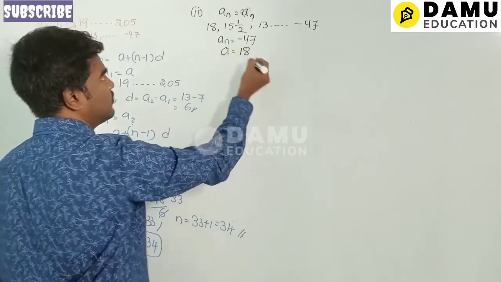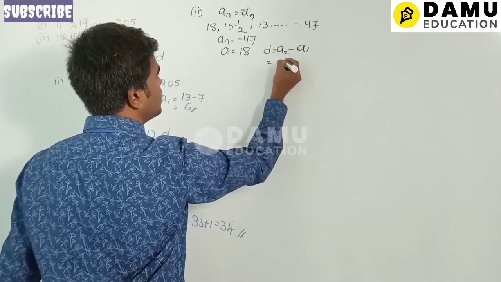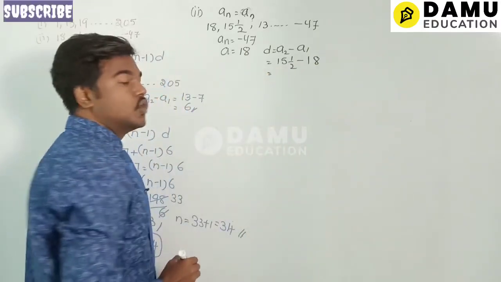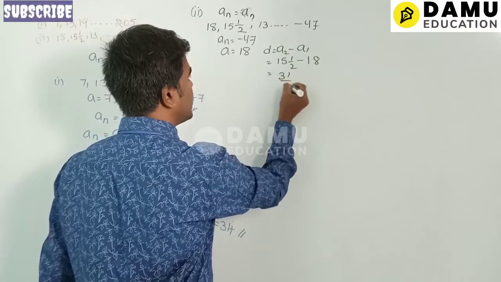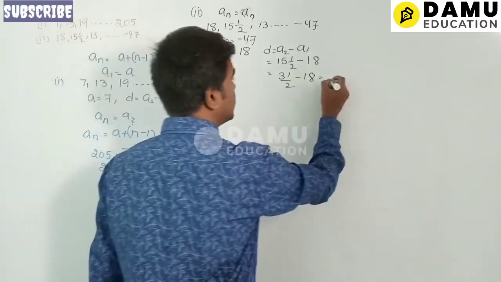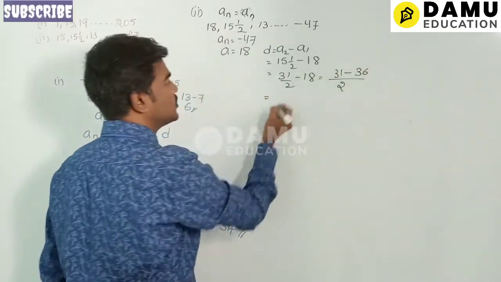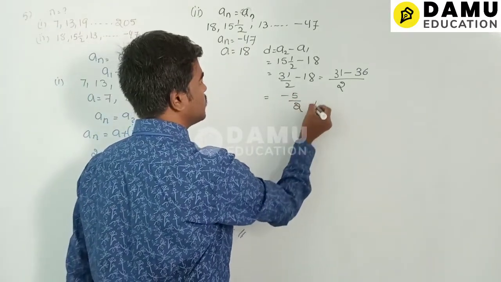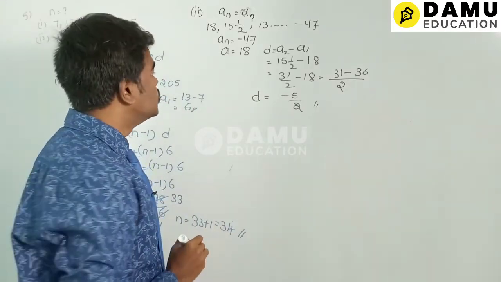Then what is the common difference? That will be a2 minus a1. a2 will be equal to 15 1 by 2 minus a1, which is 18. So 15 2s are 30, 30 plus 1 is 31 by 2, 31 by 2 minus 18. Take LCM 2, then 31 minus 18 2s are 36. So 31 minus 36 is minus 5 by 2. That is the common difference, minus 5 by 2.